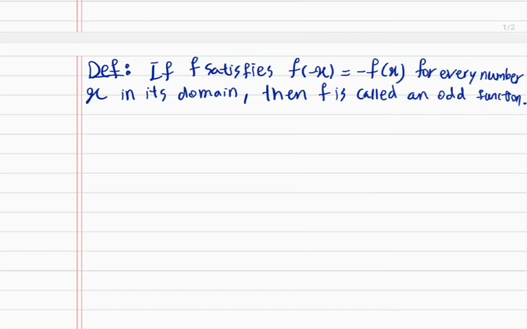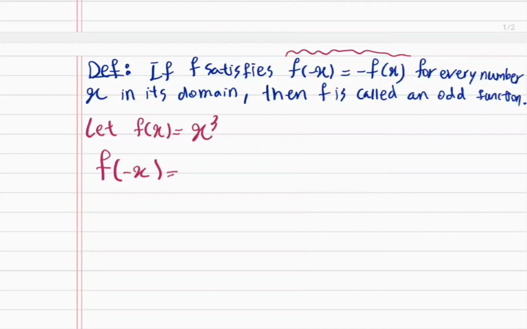So again, let's just consider an example. Let f of x be equal to x cubed this time. Now, let's apply this and see what happens. So let's see what is f of minus x. So f of minus x means minus x cubed. Basically, we substitute minus x into this function.